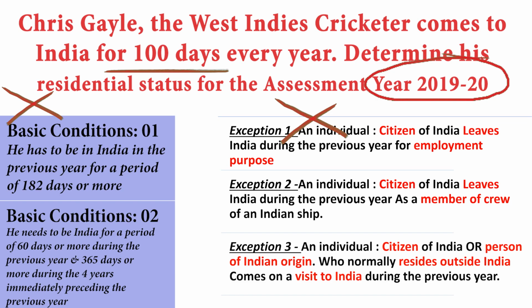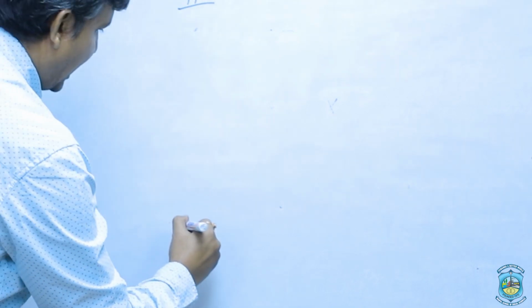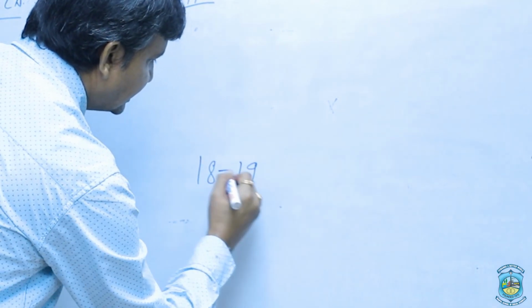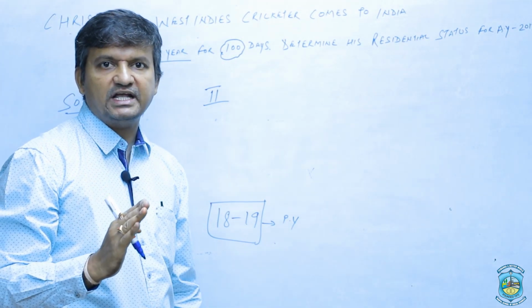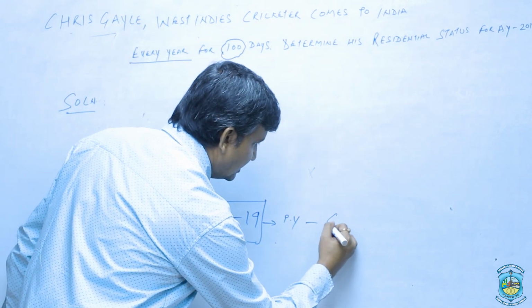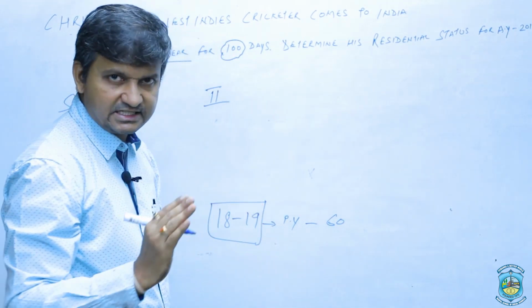So now we will see whether he is falling under the second basic condition or not. First I will say the technical language, then I will explain it. The second basic condition says an individual needs to be in India for a period of 60 days or more in the previous year, plus he should be in India for a period of 365 days or more during the 4 years immediately preceding the previous year. Now what does this mean? See, my previous year is 18-19, this is my previous year. Law says in the previous year the minimum number of days should be 60. 60 is the minimum number of days which law says.